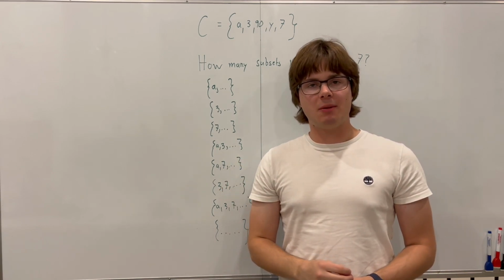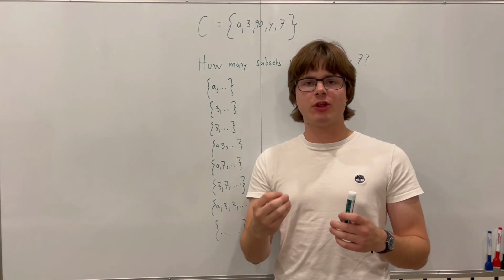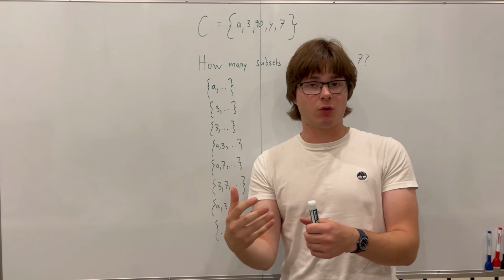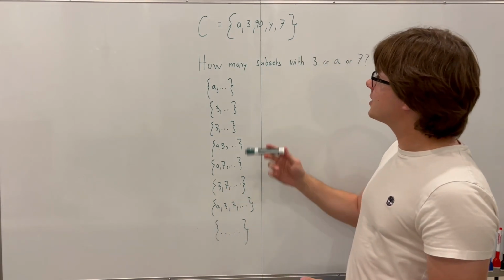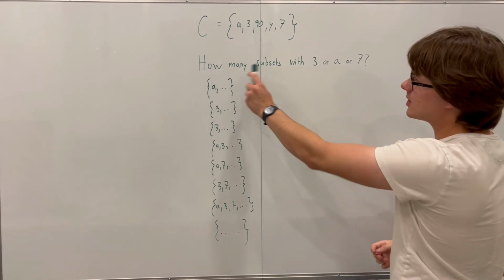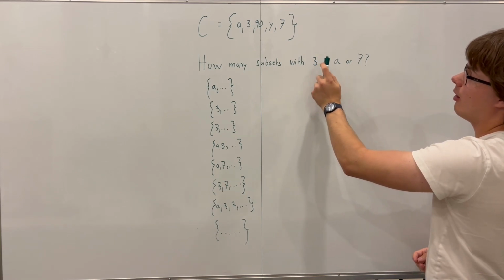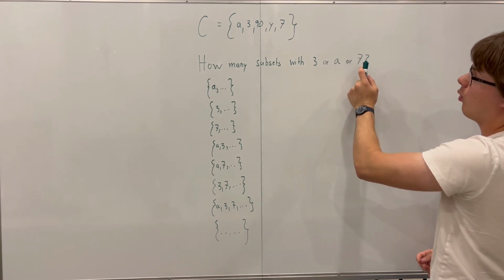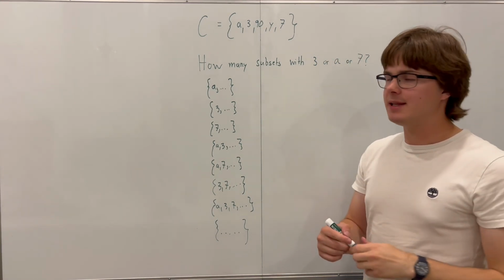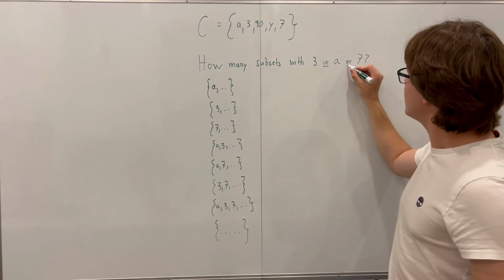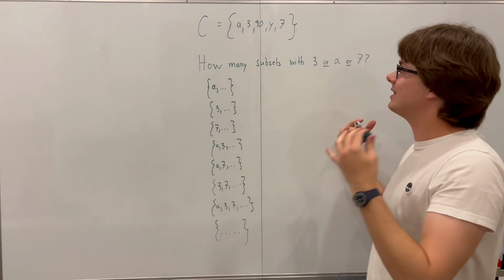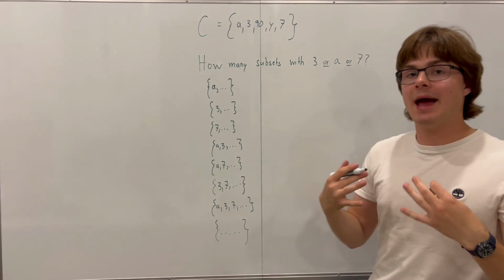Let's look at a more complicated counting problem where we have more than one restriction of an "and" or "or" on our set. So we're given the set C, and we're asked how many subsets of C have a 3 or an A or a 7. What this really means, because we have the "or", is how many subsets have at least one of these 3 elements in them.